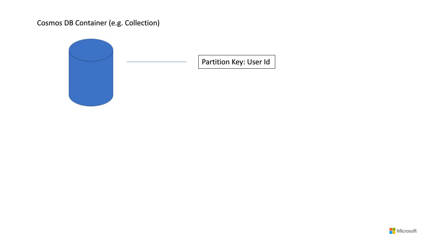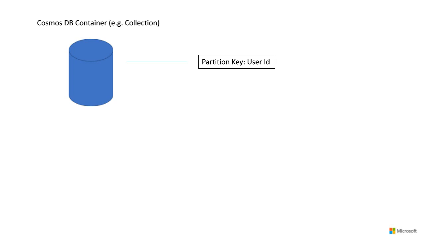So let's start with an example. Let's say I have a workload that scales with the number of users. As the number of users grows, I'm going to have more storage requirements. I'm going to have higher throughput requirements in terms of how many concurrent requests per second are running against the database. Let's say that's my example. I also tend to scope my queries and transactions on a user, and so I've chosen user ID as my partition key.